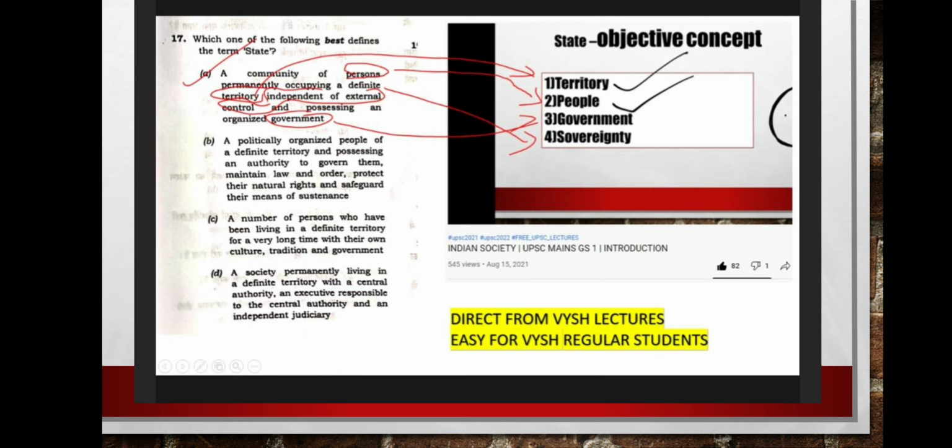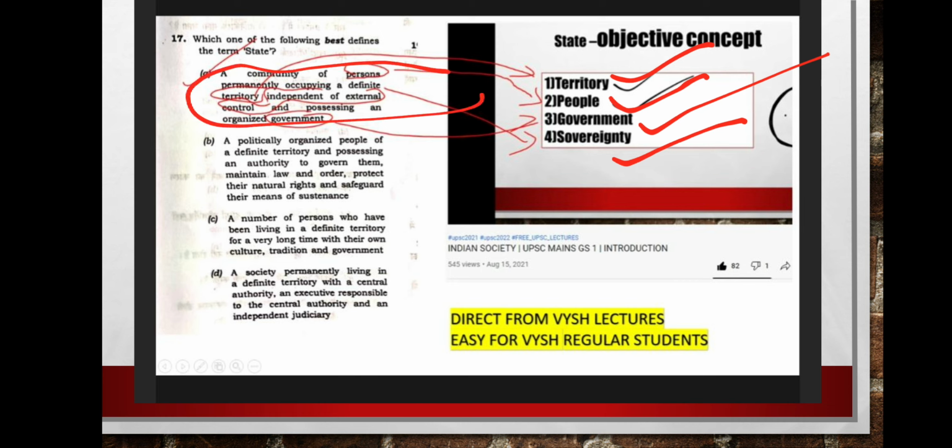The community of persons permanently occupying a definite territory means it should have a territory and a community of people, and it should be independent from external control. It means the area should be sovereign. And I have also told you it should have a government. So you can easily answer this question if you have seen the Indian Society lecture series. So start watching the Indian Society lecture series. They are very helpful even from your prelims point of view. You can attempt some questions through our series also.